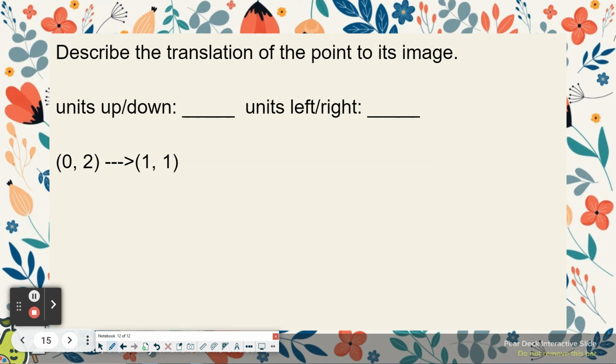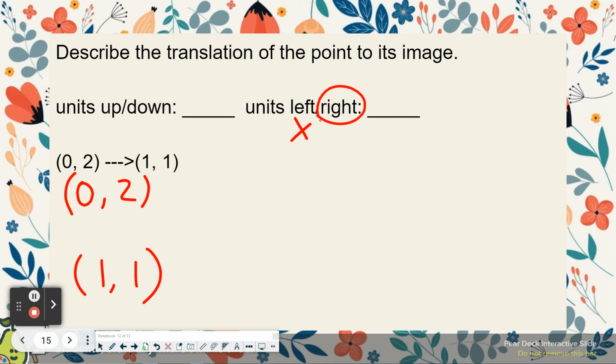Okay, why don't you try this one? So remember, left and right is your first value. You should have said that you're going right 1, because +1 gets me from 0 to 1. Now try your y value. If you start at 2 and you're going to 1, you have to go down, and it's -1. Right?